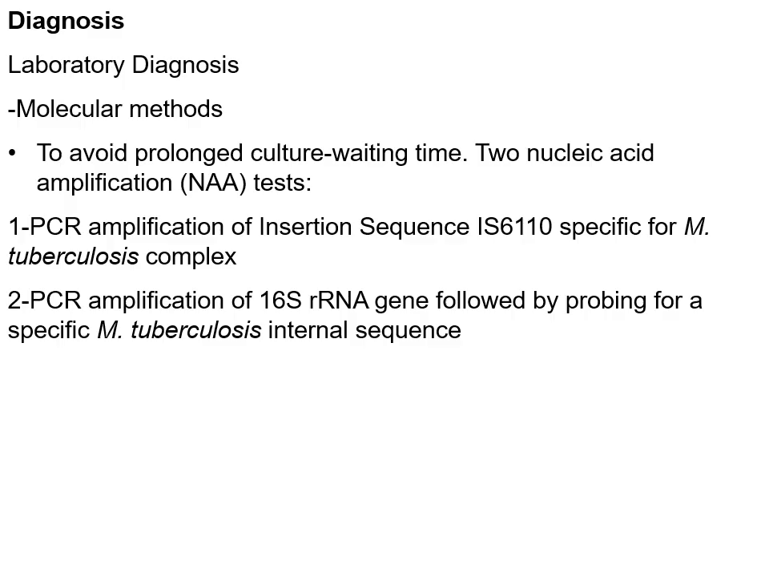The insertion sequence is IS6110, and so you amplify this. However, you cannot tell whether this was actually Mycobacterium tuberculosis or some other organism within the complex. If you want to be more specific, you can do PCR amplification of the 16S ribosomal RNA gene, and then you follow that by probing for Mycobacterium tuberculosis. You use labeled probes for a specific sequence within this organism if you want to be more specific with your molecular method detection test.